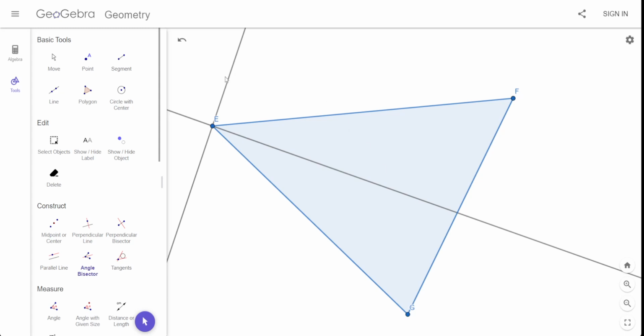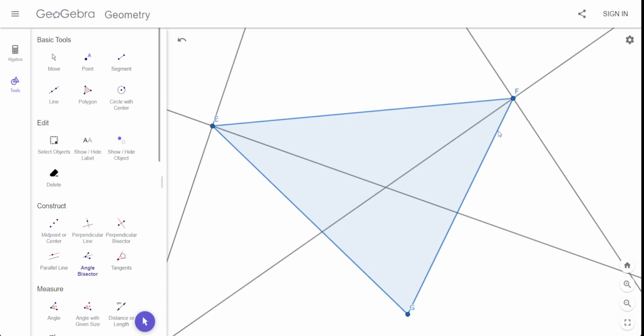So what I'm going to do right now is just find the angle bisectors. Then I'm just going to clean it up a little bit so you don't have lines flying all over the place and make it look a little nicer. All right, so now let's find the angle bisector of this angle. There it is right there.